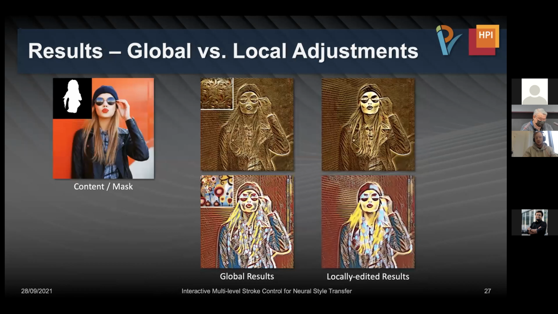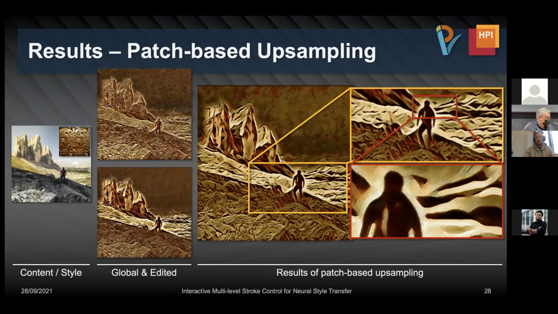Our results show that we can apply local edits very well. A common use of this is, for example, to highlight certain areas, such as here, the face and the hair, and make it stand out from the background. And if we compare the global and edited feed-forward results with the patch-based results on the right, we can see that also local edits have been included in the patch-based result.